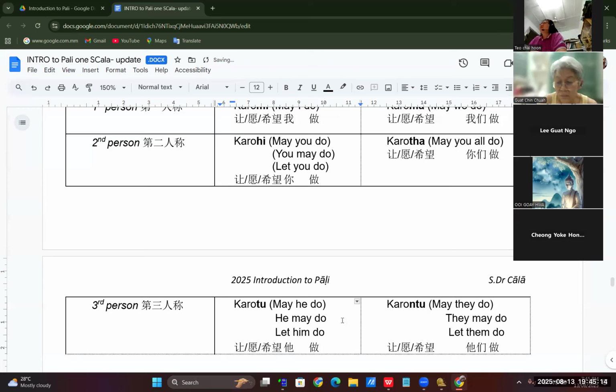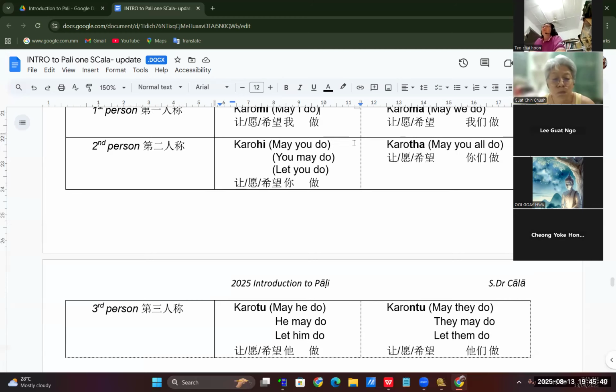Karotu. For example, in the Jataka or in the Dhammapada, the king says, "Let him sleep peacefully." Do you know the meaning of let him sleep peacefully forever? This means let him die forever. That kind of meaning. It depends on how you say it, the tone. Pali may also be the same, but the meaning depends on context and situation.